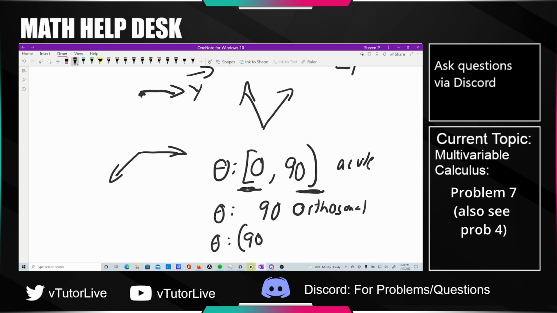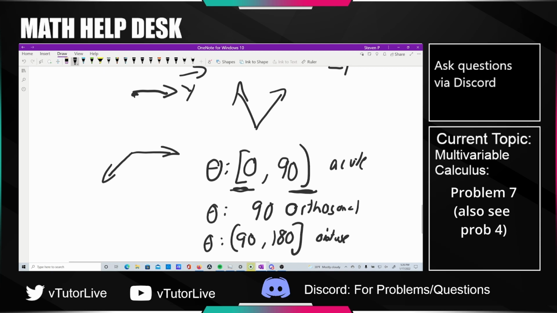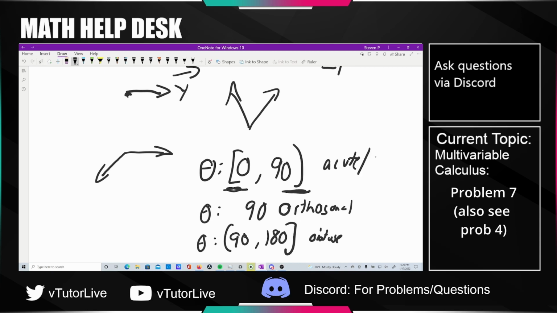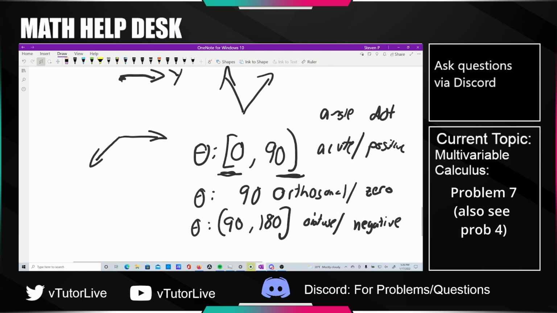And when theta is from 90 non-inclusive to 180 inclusive, it's going to be obtuse. Acute also corresponds to a positive dot product. Orthogonal corresponds to a 0. So this is the dot product, and this is the angle. Obtuse is going to correspond to a negative dot product. So you can think about this little chart. I don't necessarily encourage that you memorize it. I encourage you to understand the reasoning behind it.